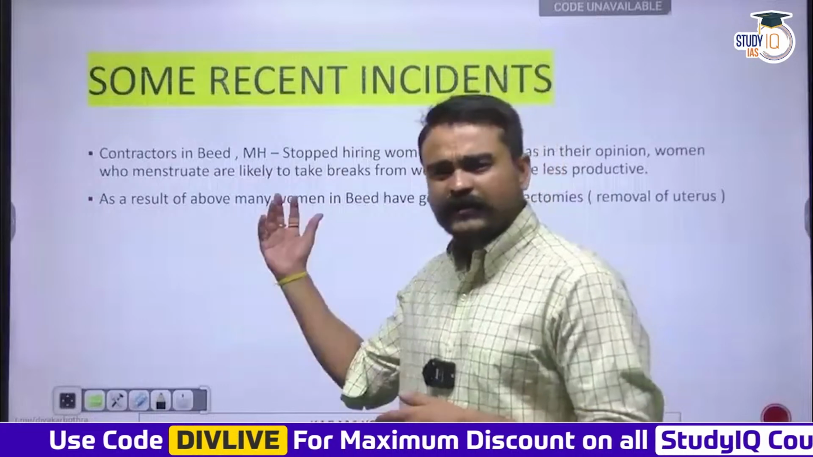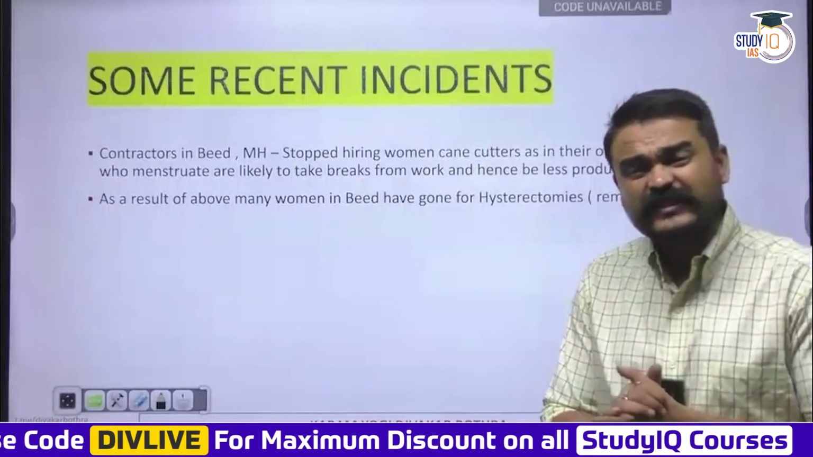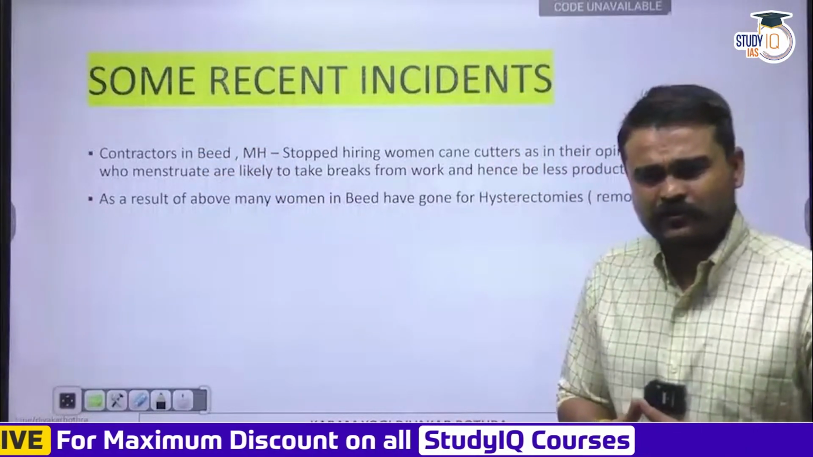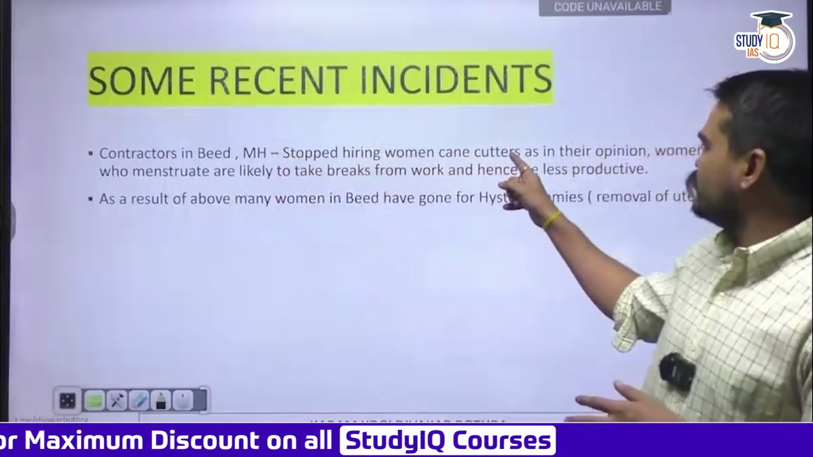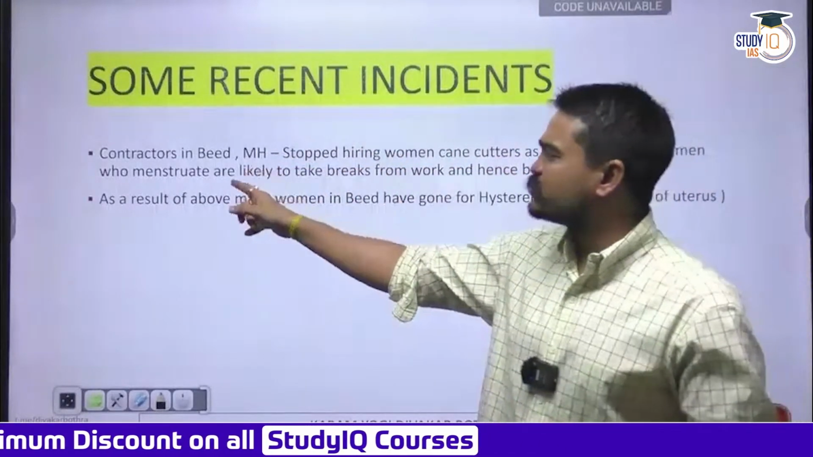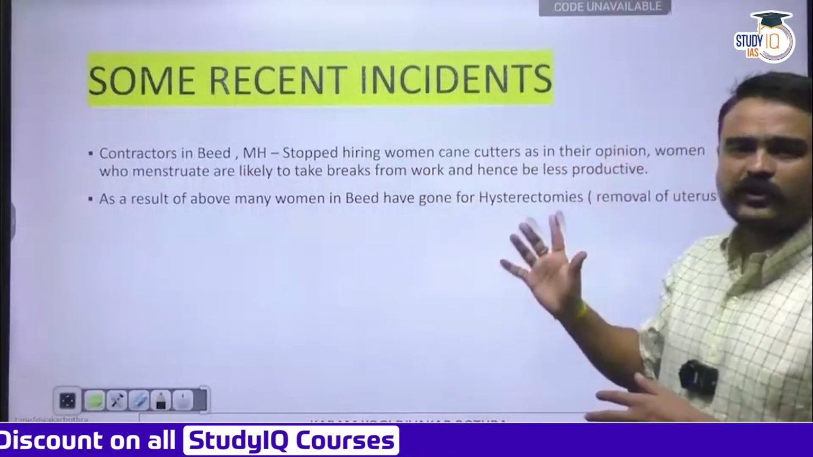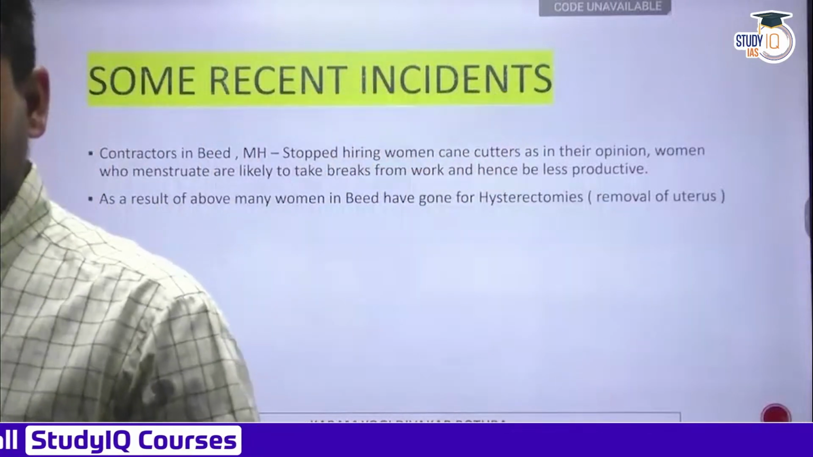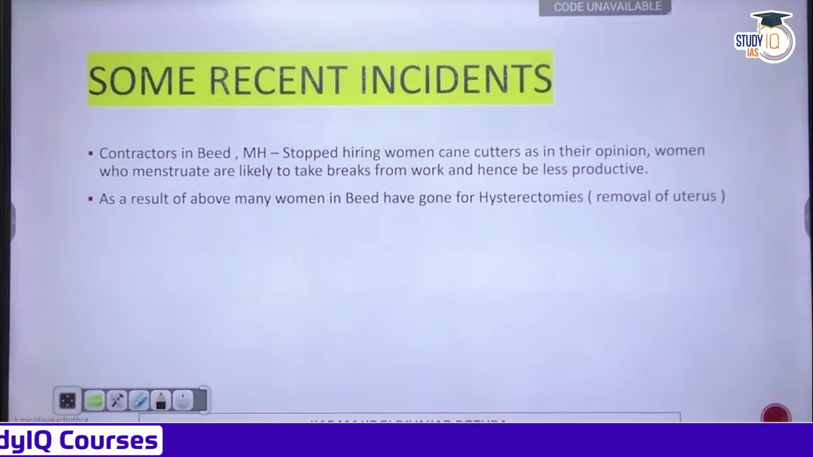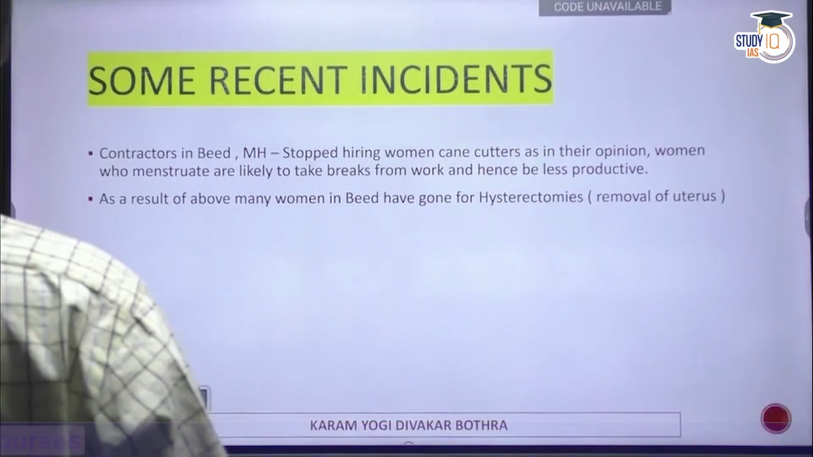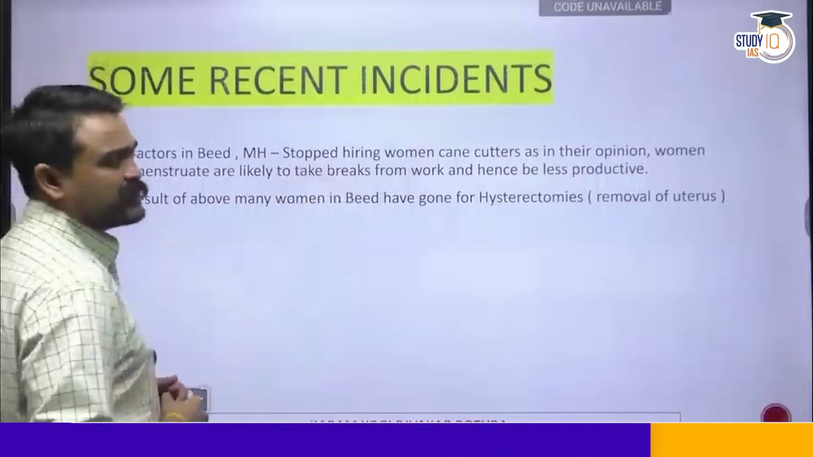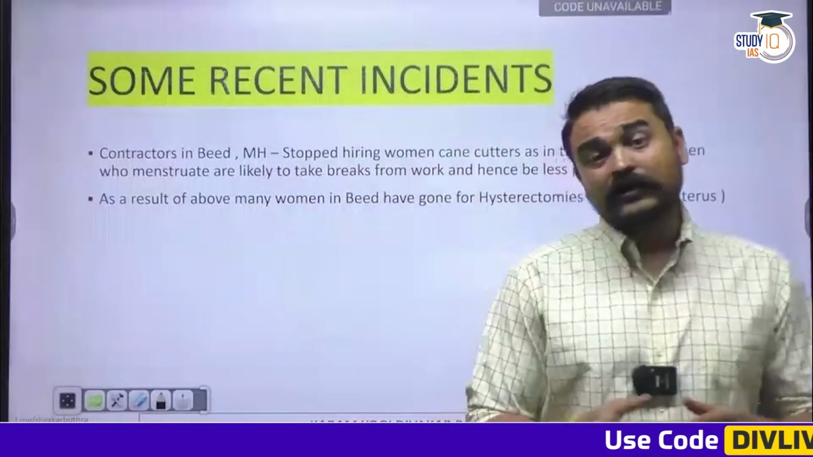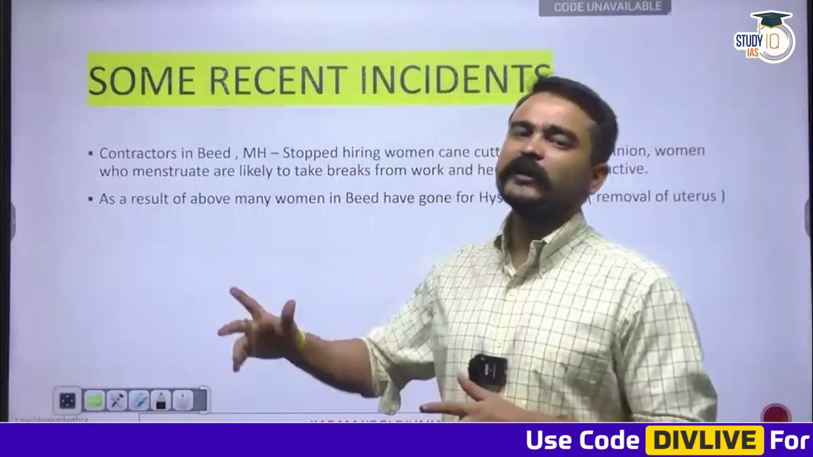What are those incidents? Look at how the women are actually becoming victims of extreme sets of biases and deprivations. Contractors in Beed, a place in Maharashtra, stopped hiring women cane cutters as, in their opinion, women who menstruate are likely to take breaks from work and hence be less productive. Just because of one biological aspect which our women in the world face. Because of that, certain employers have stopped hiring women because it is believed that they would often be taking breaks because of nature's call, and that would create a hurdle for their productivity.